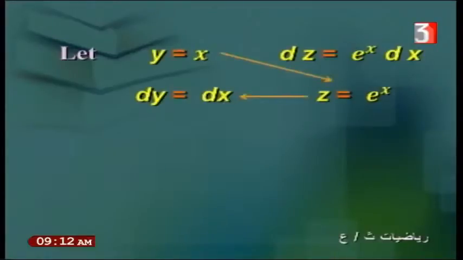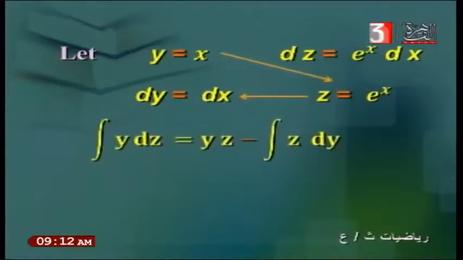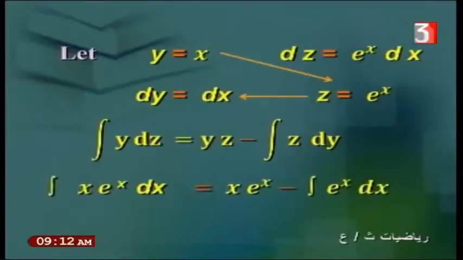And differentiating the first part, we have dy equal dx. And integrating the second part, the integration of dz equals z, and the integration of e to the power x dx equals e to the power x. And from the rule of integration by parts, we have yz minus the integration of z dy. The integration of x e to the power x dx equals x multiplied by e to the power x minus the integration of e to the power x dx.